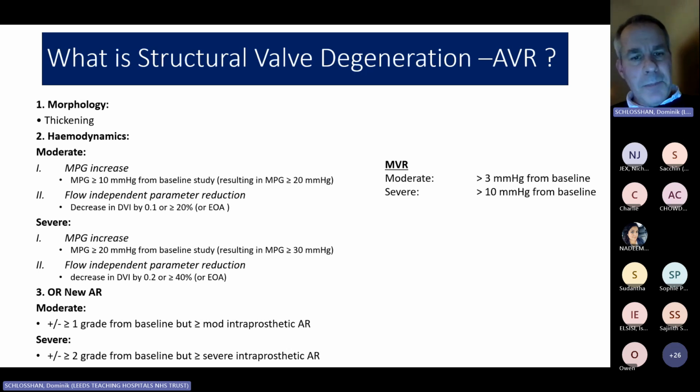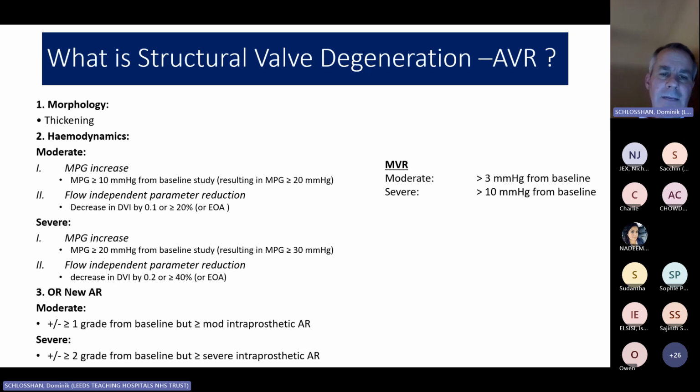It's a bit of a busy slide, but I think it's important to know what it is and the definition. It really is that you have thickening of the leaflet, usually that is degeneration, okay? But the important thing is that you have an increase in the mean gradient from the baseline echo, and also a reduction in flow independent parameters, which is a DVI or reduction in EOA.